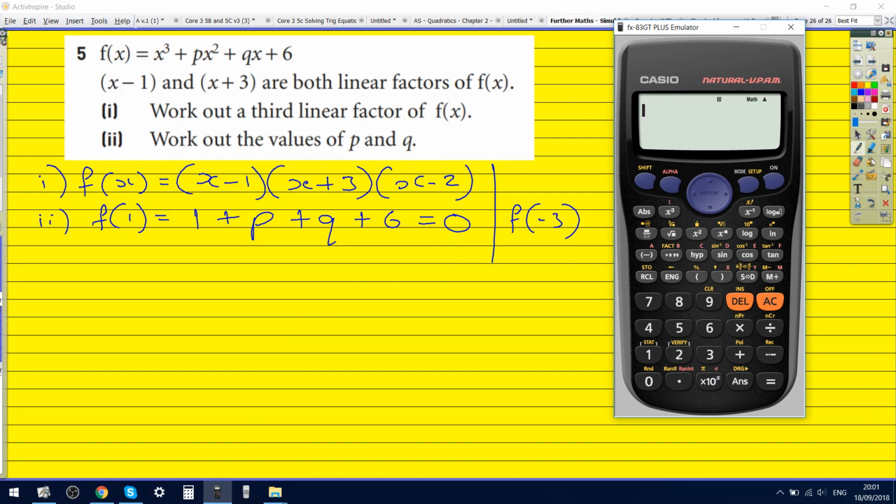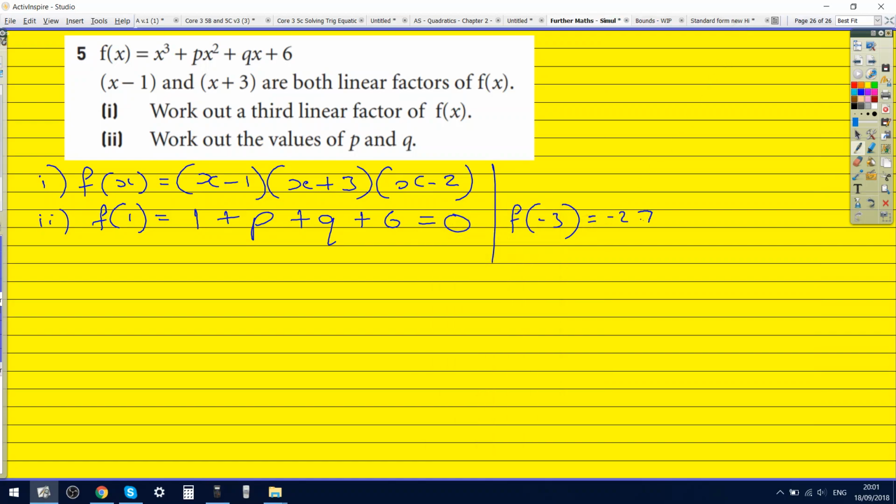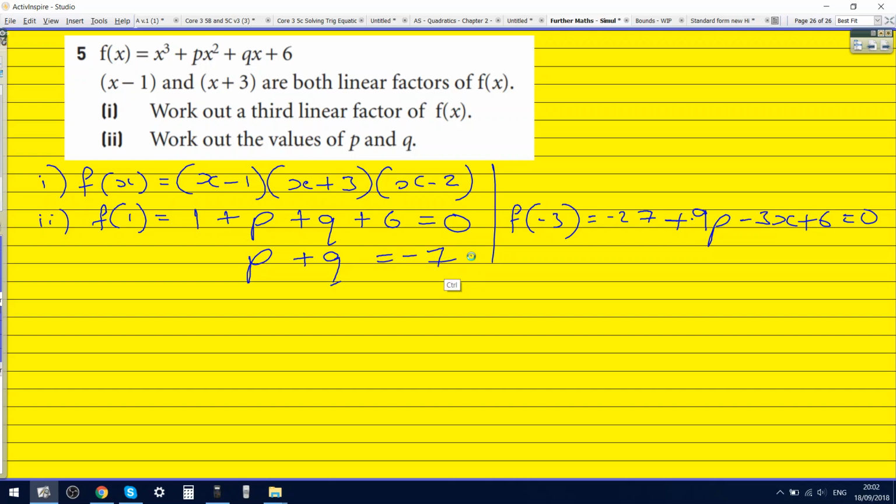So minus 3 cubed. So that's just minus 27 plus 9p minus 3q plus 6 equals 0. Could you simplify the first one? 1 plus p plus q plus 6 equals 0. So the f of 1 is 1 plus p plus q plus 6, which is 0. P plus q is minus 7. And then we get for the next. Okay, so we have a simultaneous equation here.